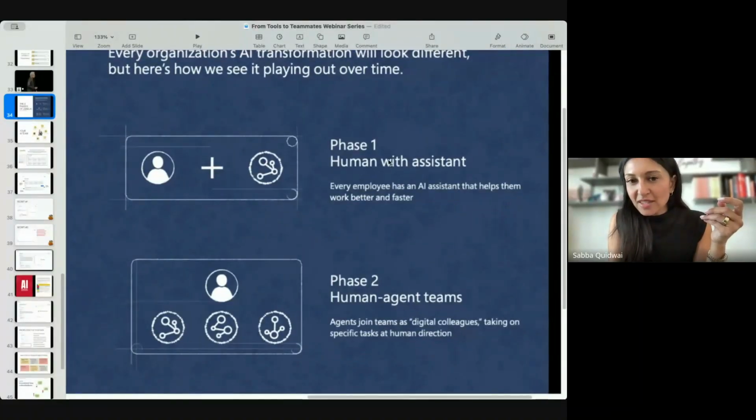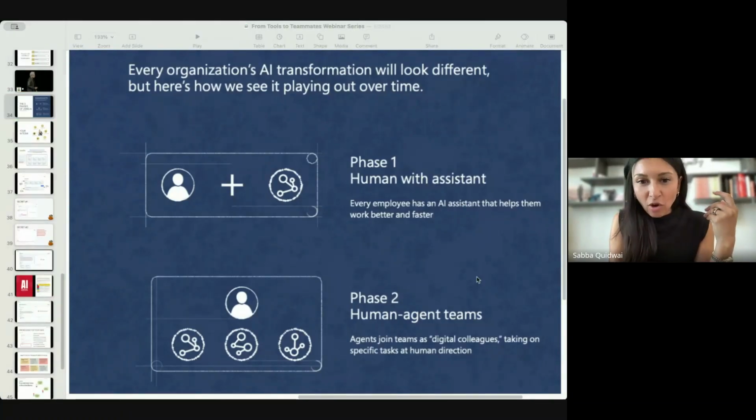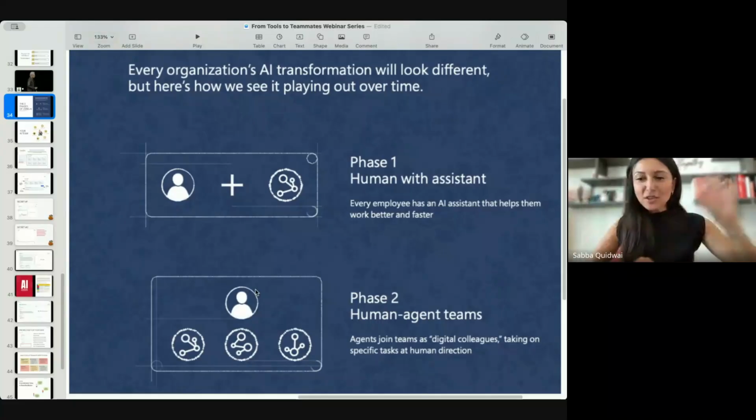Phase 1, they say, is a human with an assistant. And you can think of this pretty much like how we have all been using AI tools, right? We have so many different chats in the side, myself included, all of us, so many chats. Every time, do this, open this, make this, create this, right? That's where everybody has been.